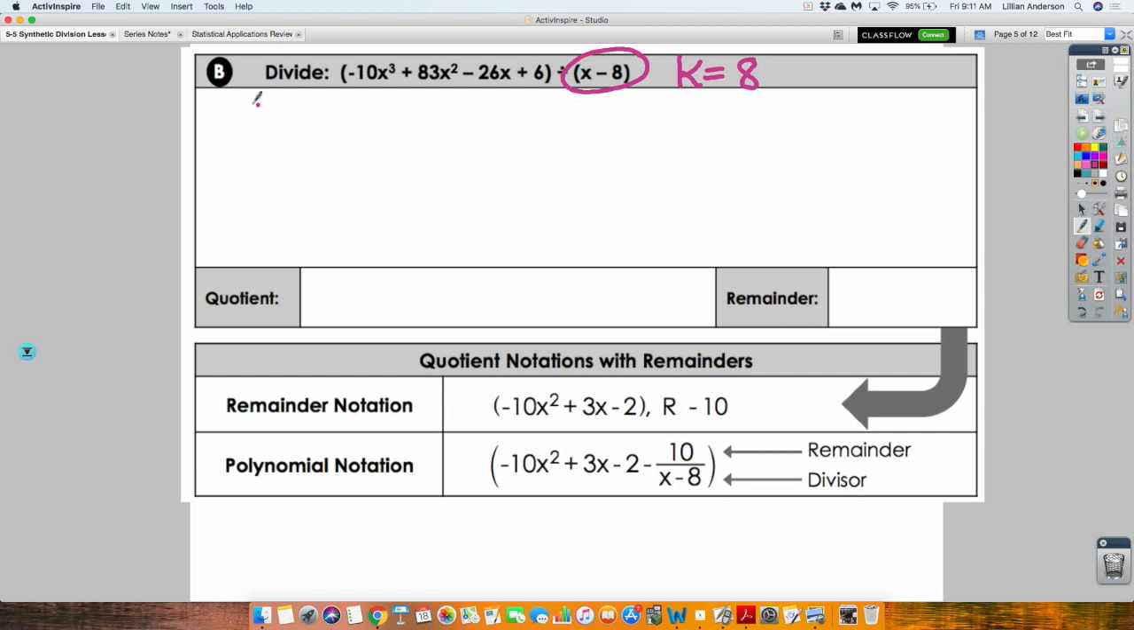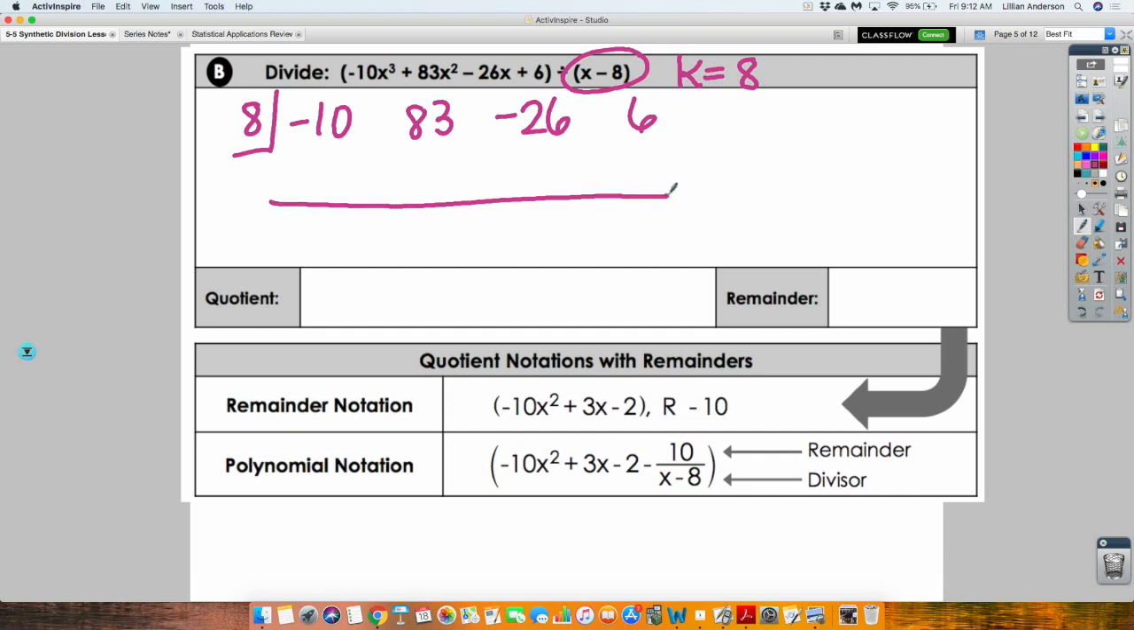So we're going to put 8 in the box, and then from there we're going to put our coefficients to the right of the box. All right, and so we're going to have negative 10, 83, negative 26, and 6. And then we're going to draw our line, so that way we have a nice spot to put everything. And of course, we're going to bring down our first term. No matter what, you always bring down your first term because you need a place to start.